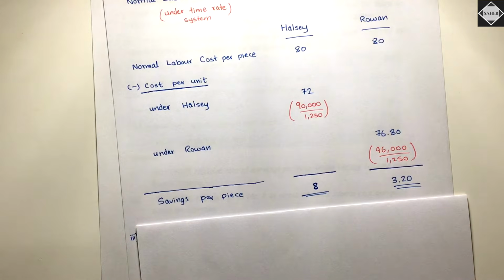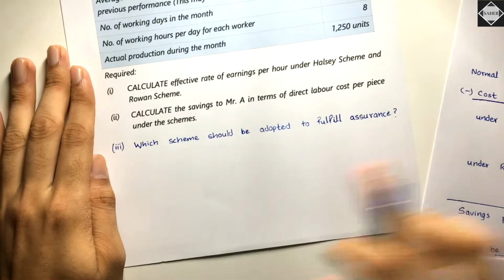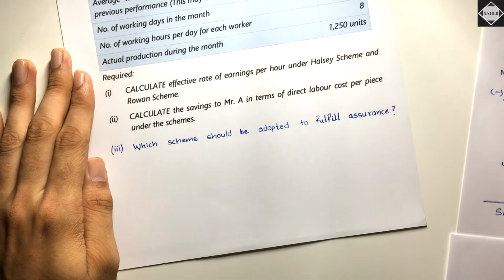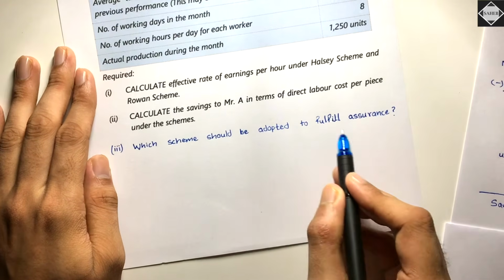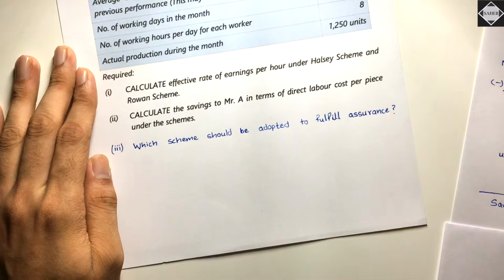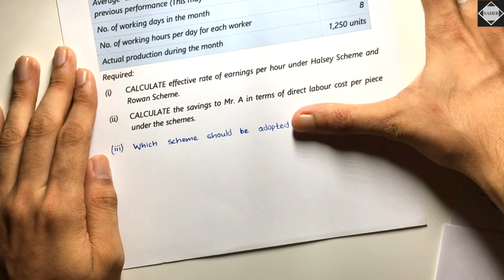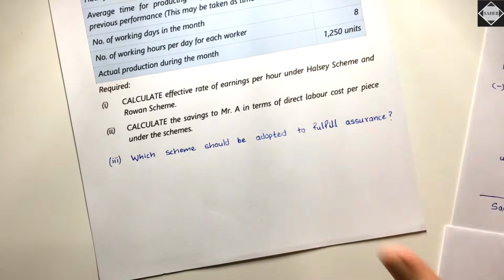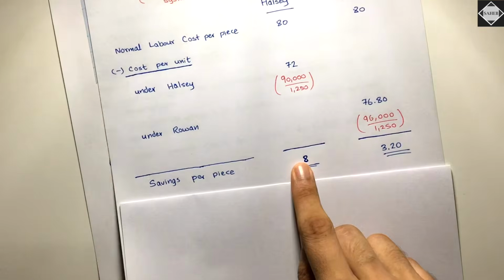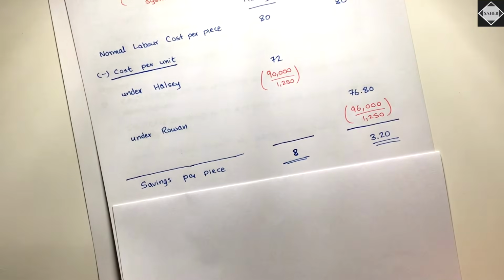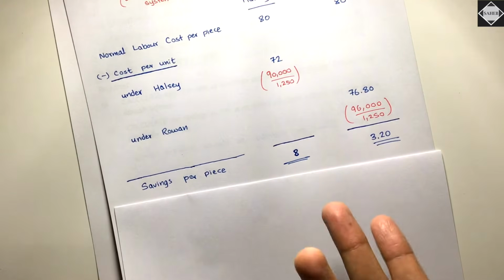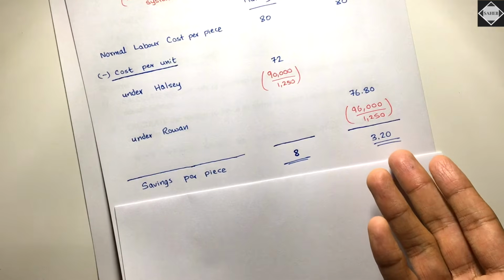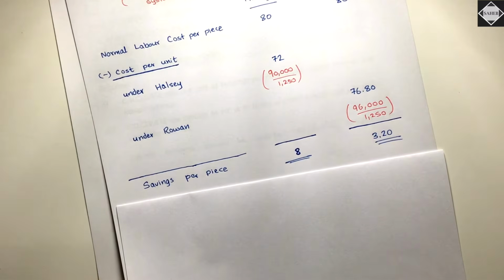Where there is more saving, you will go with that option, Halsey. But now in the old module, what used to be there, the third requirement which I have written over here: which scheme should be adopted to fulfill the assurance. They are not asking which scheme to be adopted. If they had asked which scheme should be adopted, then you could say it is Halsey. 8 rupees saving is happening, this is the best, right? For the company this is the best, 8 rupees saving. Here it's 3.2 saving. Why would we go for Rowan, right? That would be your answer.